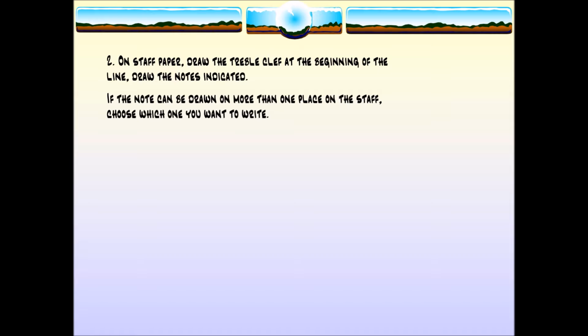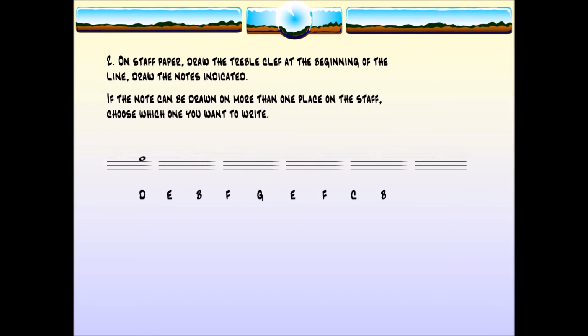On staff line paper, draw the treble clef at the beginning of the line and draw the notes indicated. If the note can be drawn in more than one place on the staff, choose which one you want to write. For example, the very first note in the treble clef is D on the fourth line. There can be two correct answers on some of these.